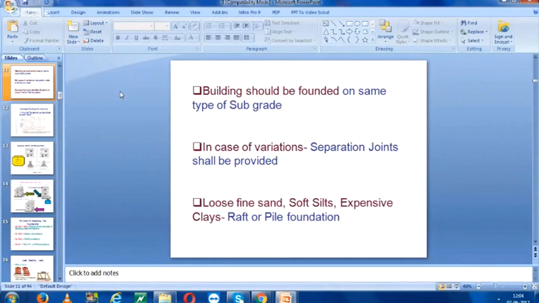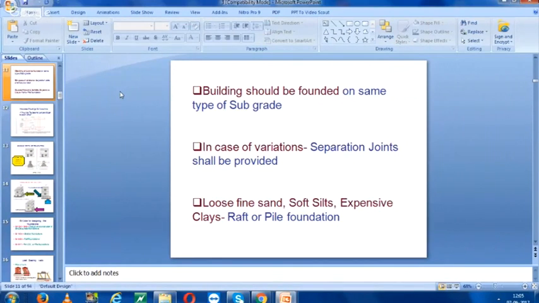In case of variation, separation joints should be provided. That means if you have two different buildings having different subgrade, accordingly you can separate the two buildings and do the geotechnical investigation analysis for the two buildings separately. And accordingly you can plan, analyze and keep the forces for those two different buildings and keep the structural elements accordingly.